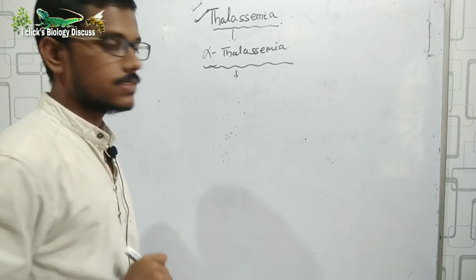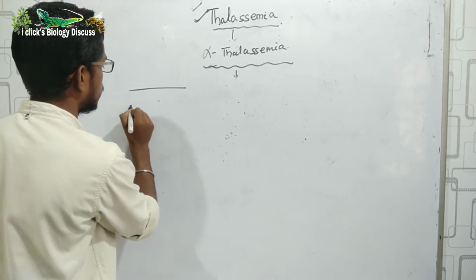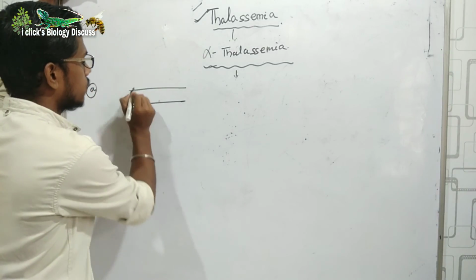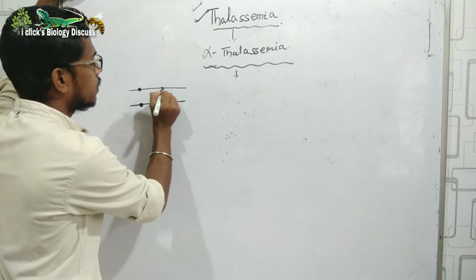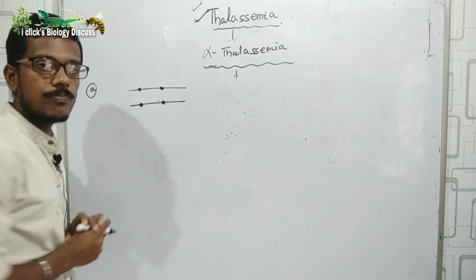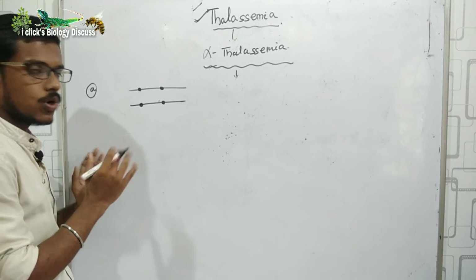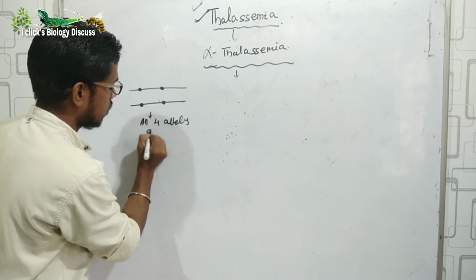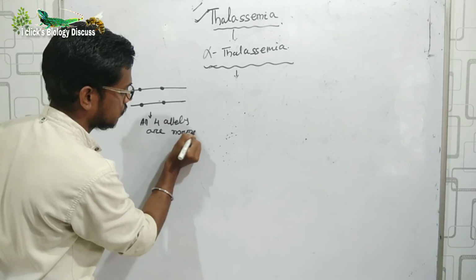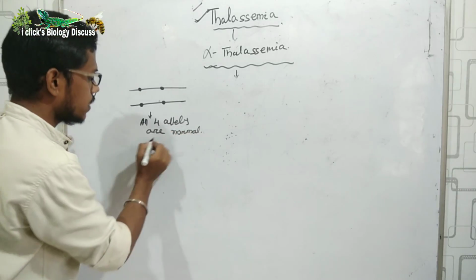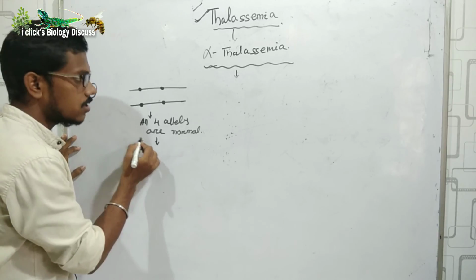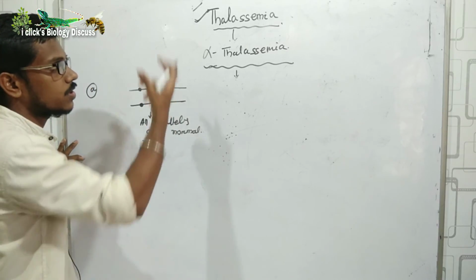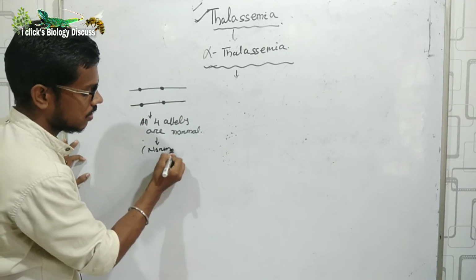For the alpha globin chain synthesis, there are 4 alleles. Suppose this is chromosome number 16. This is condition 1 or A: 4 alleles. Suppose this is one allele, another allele, this is the third, this is the fourth. All 4 alleles are normal. If all 4 alleles are normal, then the person is not affected with thalassemia, and there is a much greater amount of alpha globin chain synthesis. That will not lead to the thalassemia disorder, and that person is normal.